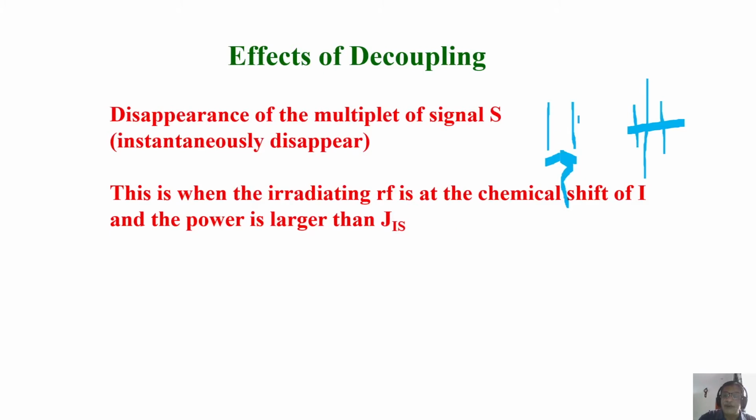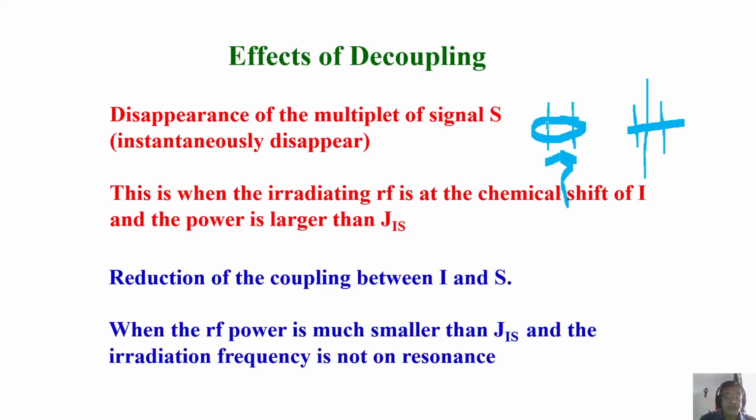And this can happen only when decoupling power is larger than this coupling strength and at the right position. And sometimes, if you go far away, if I start hitting here or not with enough power, it can so happen there is a reduced coupling here. The splitting will not disappear. The coupling can reduce. That is another side effect of the decoupling.